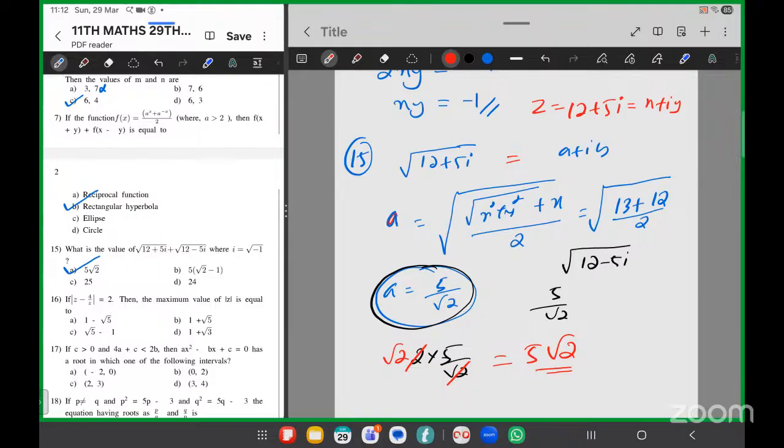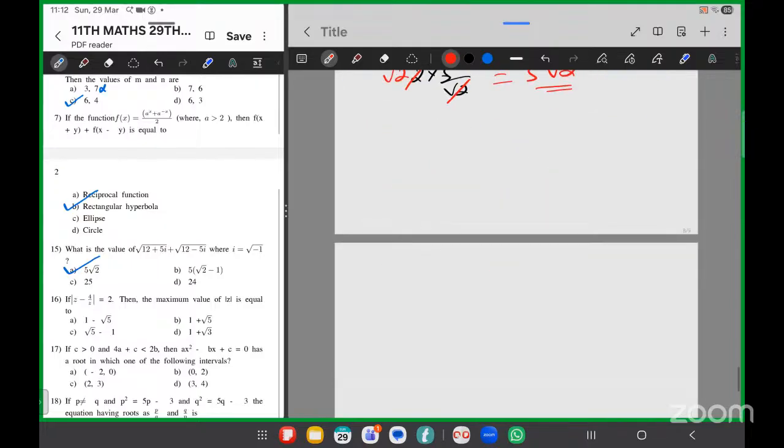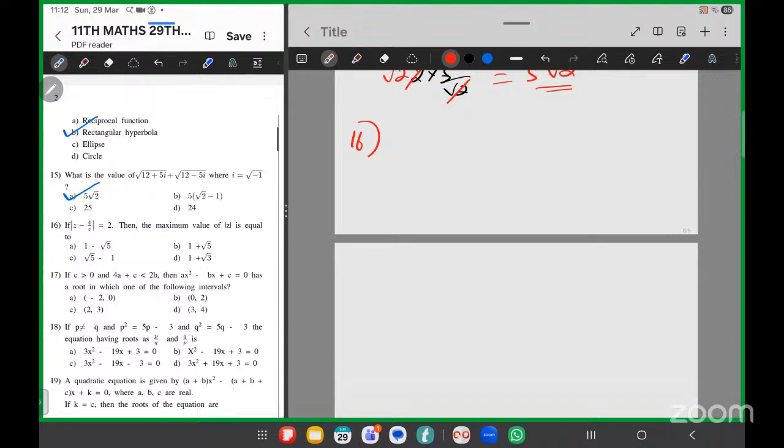Plus or minus. Question number 16. Mod of z minus 4 by z equal to 2. Then the maximum value of mod z is equal to. So here you can use a shortcut.